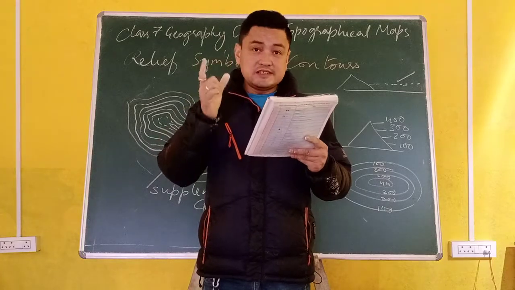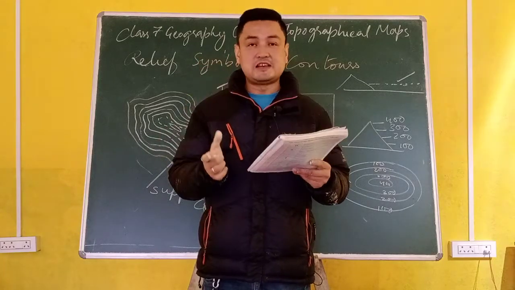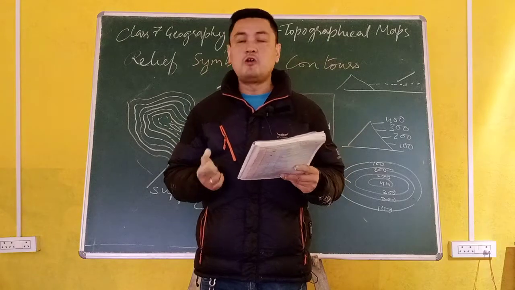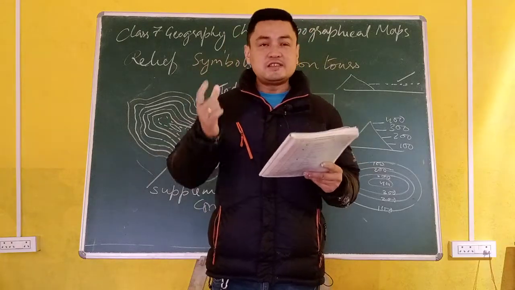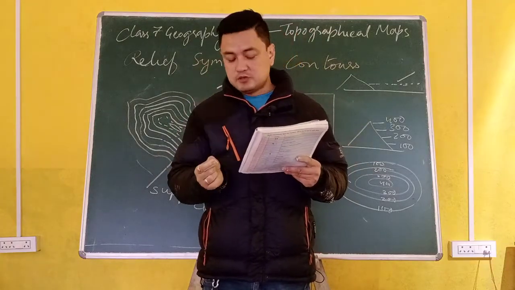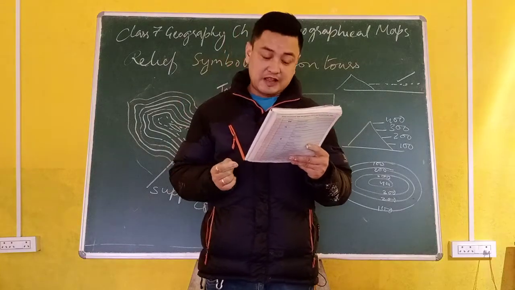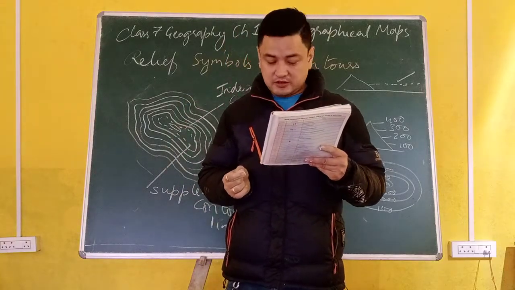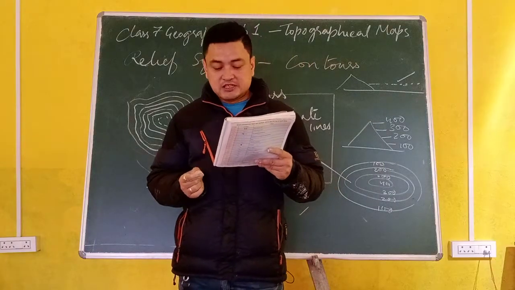So how are these buildings shown, how are these roads shown, how are these houses shown? All these things are represented by symbols, and these symbols are a combination of lines, dots, and texture, that is appearance, color, and spacing also.